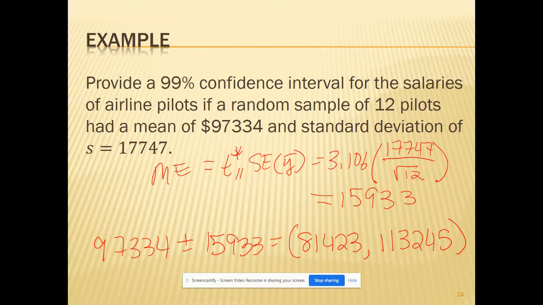Okay, that is building a confidence interval. We're going to look more at hypothesis tests and stuff in the next video.